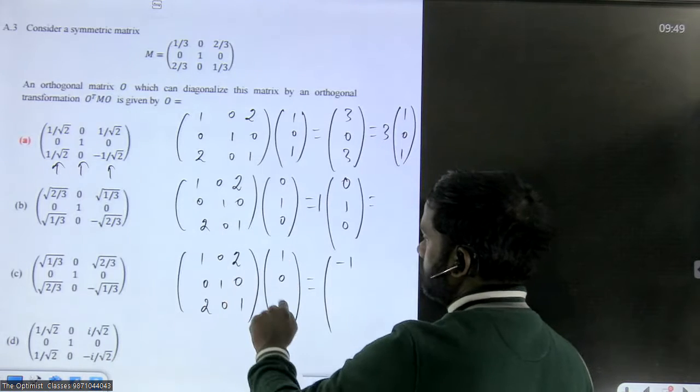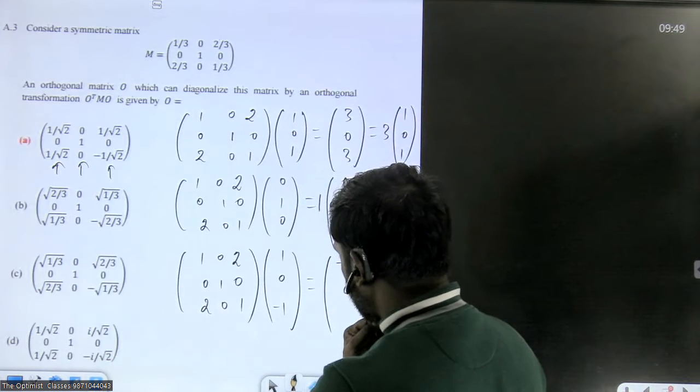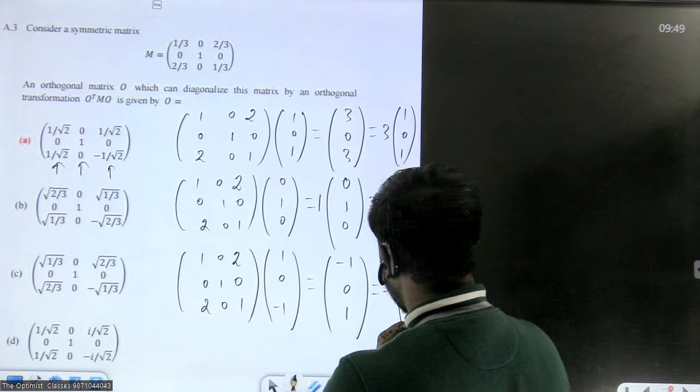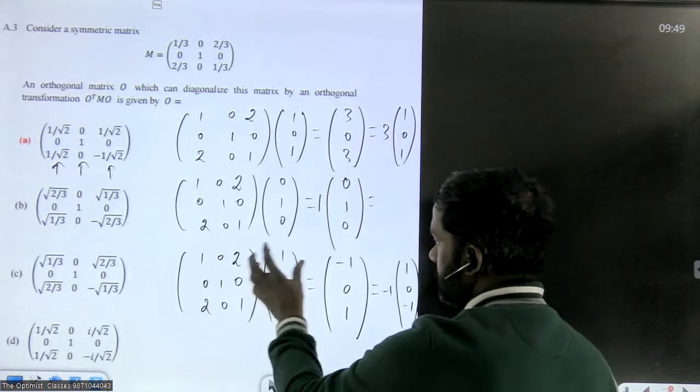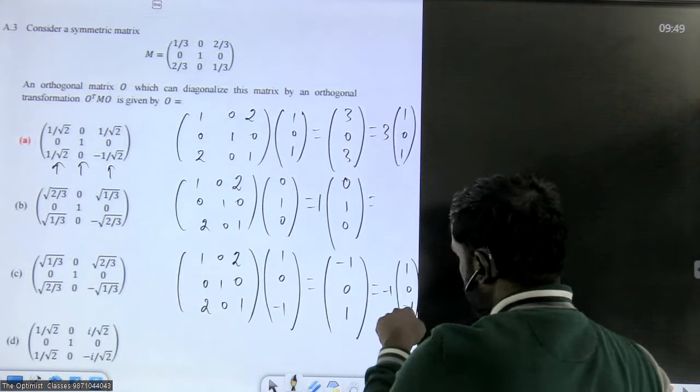It multiplies 1, and from here you get minus 2. So minus 1, and here you get 0. And when you multiply this, okay, you get 1 here. So you can take minus 1 common. Okay, you will get here 1, 0 and minus 1. So again, you see when this matrix acts on this column vector, you are getting the same column vector.